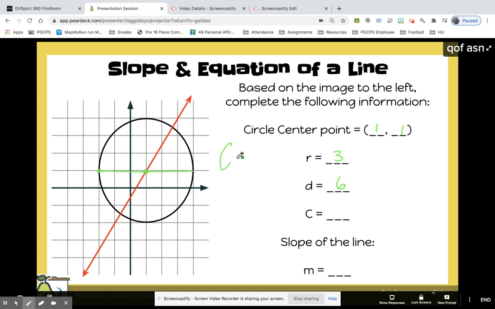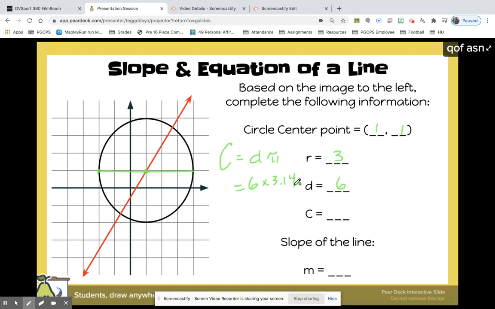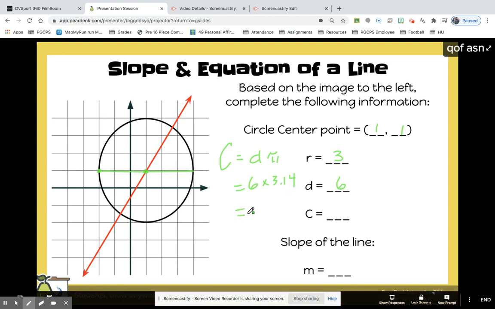The circumference again is d times pi, right? So if we have d times pi, we have 6 times 3.14. I literally can put that in my calculator and find out what I get, and my answer should be 18.8, right? Now to find the slope of a line, again, I want to find a point where x and y meet on that line. Here we have it. Then I'm going to go back down that line to figure out where they meet again.